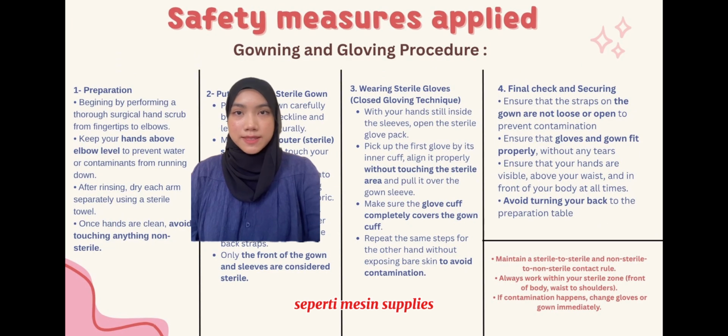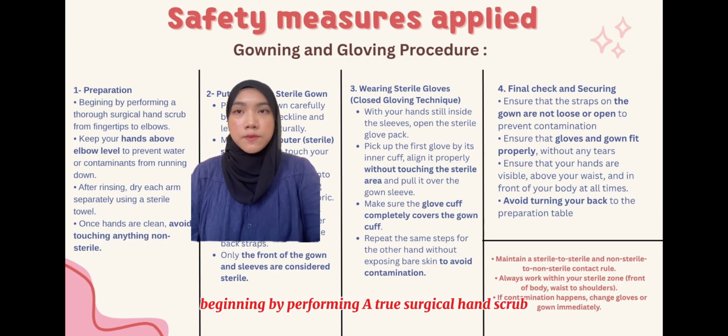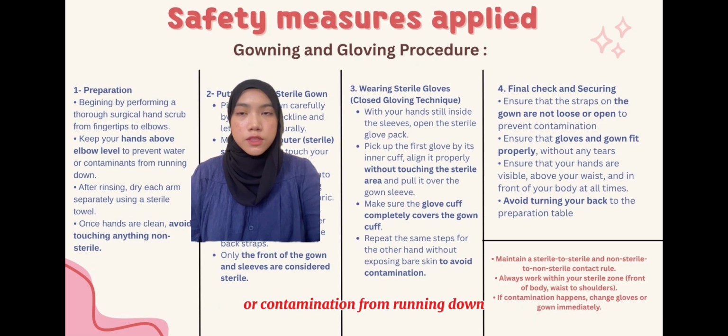Safety measures applied. Gowning and gloving procedure. First, preparation. Begin by performing a thorough surgical hand scrub from fingertips to elbow. Second, keep your hands above elbow level to prevent water or contamination from running down. Third, after rinsing, dry each hand separately using a sterilized towel.